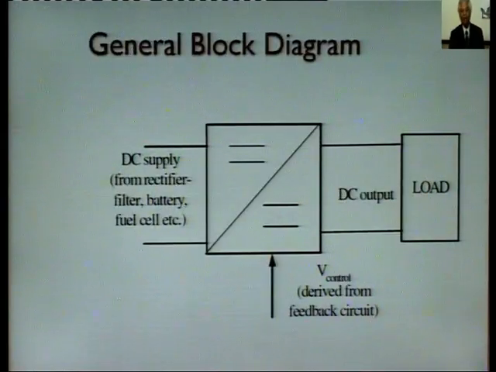In the general block diagram, if you see, this is the DC supply side from a rectifier, filter, battery, fuel cell, etc., whatever is your source, and this is the control. This is derived from the feedback circuit, and this is the DC output, and this is the load.